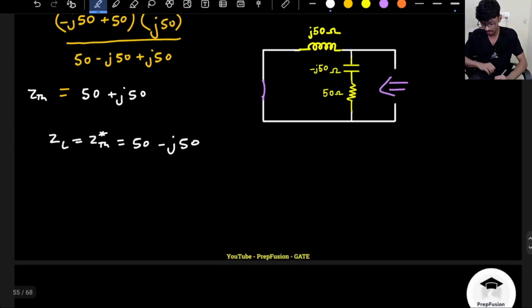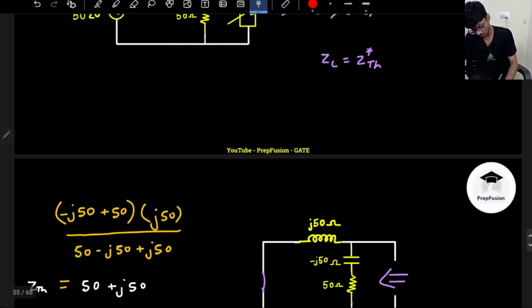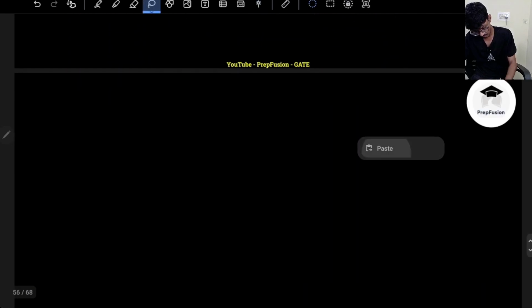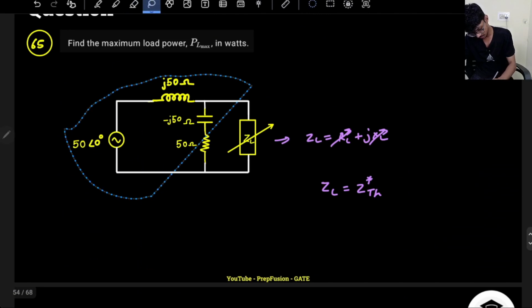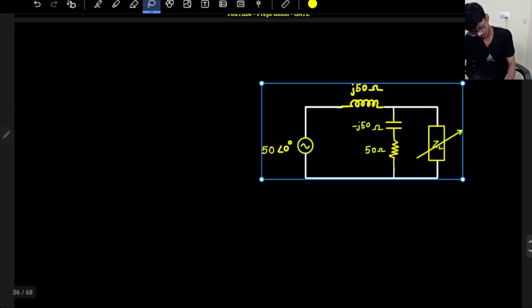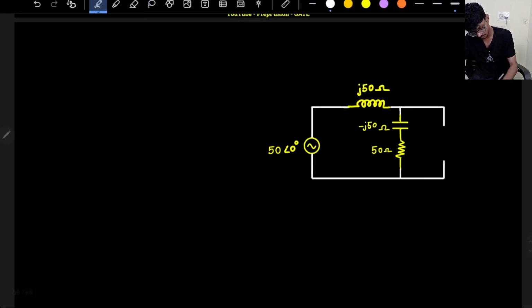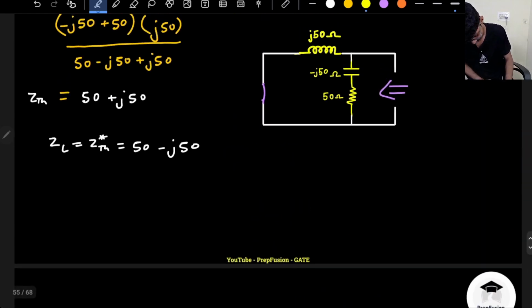Either you draw the Thevenin's equivalent. So method one is to directly solve the circuit: you copy this circuit, paste it here, and replace your ZL with what? It is minus j50, right? So it will be a capacitance of minus j50 and a resistance of plus 50. Actually these two are in exactly parallel. Okay, that is very, very interesting actually.